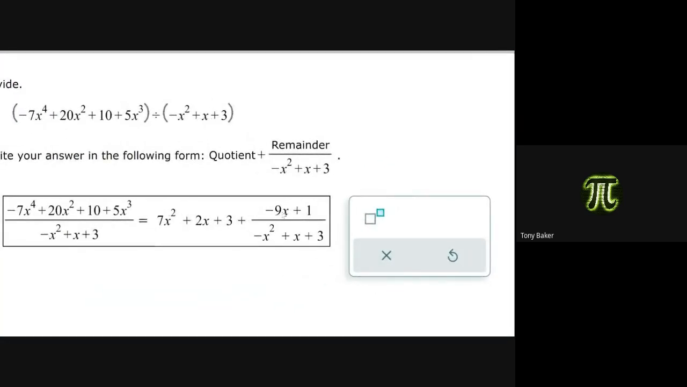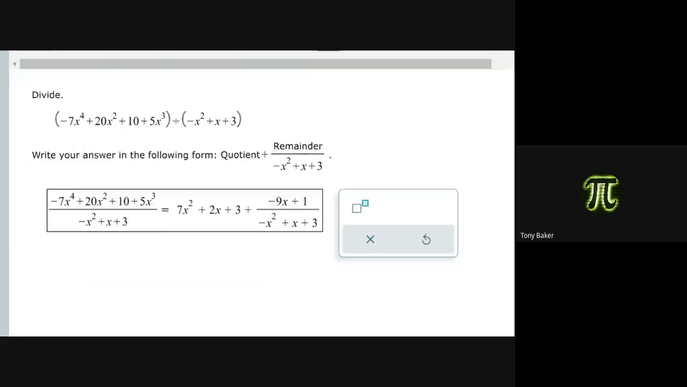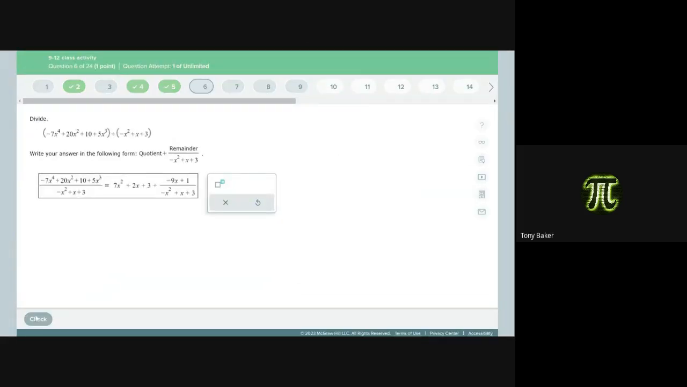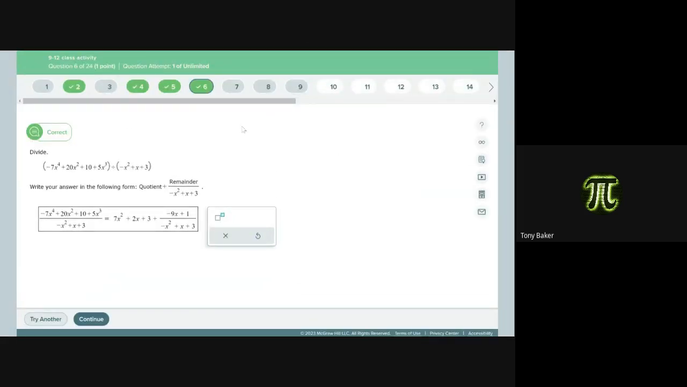Your quotient's there, your remainders above it. In the moment of truth, did I do it all correctly? Yes.